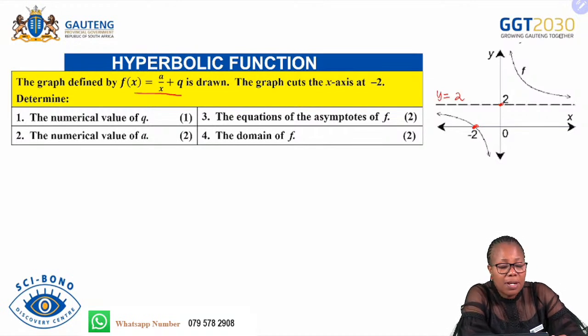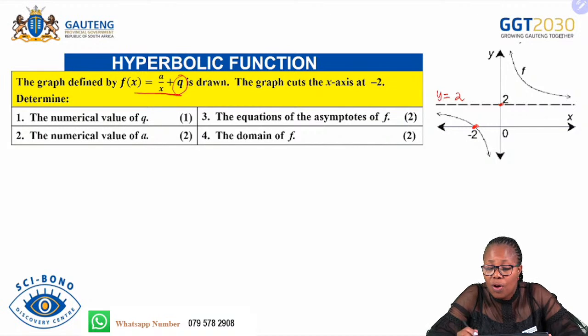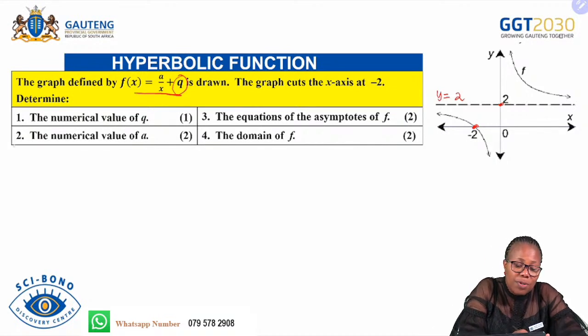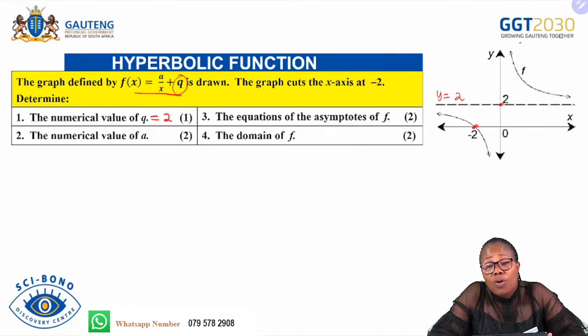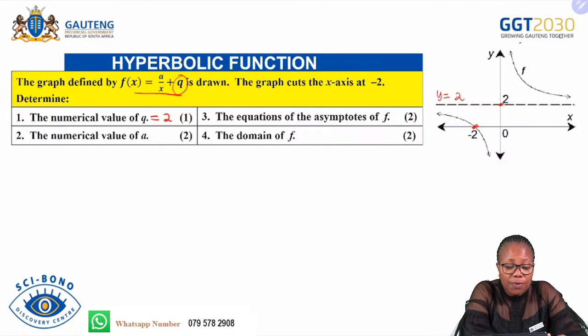And then now determine number 1, the numerical value of q now. Okay, in order to find q grade 12s, you look into the diagram. Can you see that is already given? So this question can be a write down the value of q because the answer is in your diagram. Therefore, q will be equal to 2 because q is your horizontal asymptote. I hope you are still together there. Moving forward, so it's only 1 mark for that, correct?